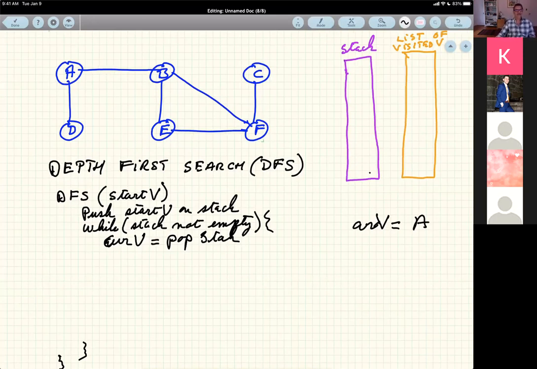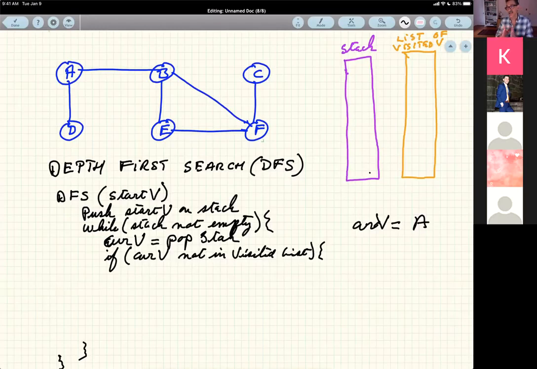Okay. If the current V, if current V not in visited list, notice that this can be a list or it can be this other data structure called a set. You guys familiar with sets? We haven't discussed the data structure called sets, but you're familiar with the concept of a set, right?